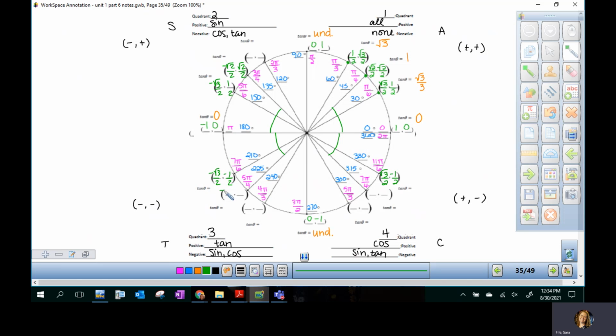In quadrant 3, they're both negative. So negative square root of 2 over 2, negative square root of 2 over 2. And in quadrant 4, positive and then negative.